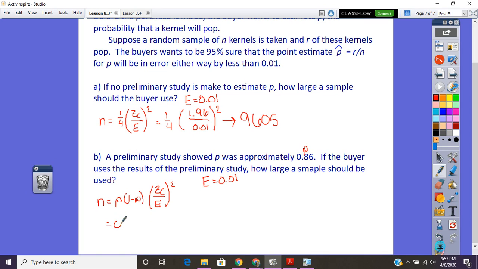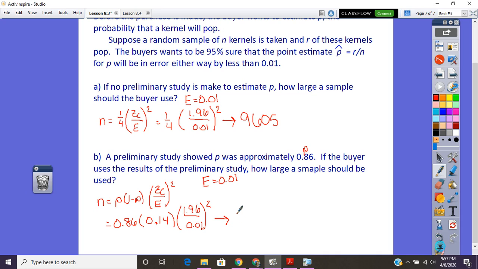So I'm going to have 0.86, 1 minus that, which would be 0.14, then 1.96 over 0.01 squared. So just think about it. If I know a preliminary, do you suppose I need as many kernels, or am I going to have more? So just think about it and kind of make a guess and see what you think is going to happen here, and then check and see if you're right when we're done.